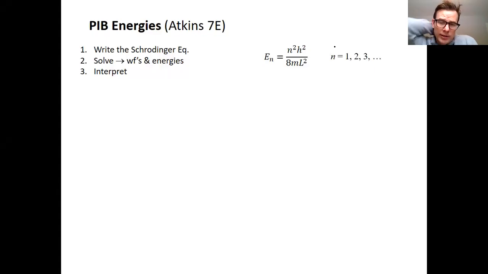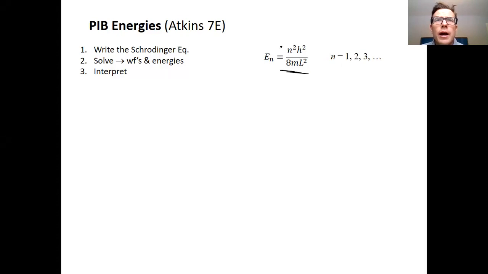Okay, we're continuing our discussion of the particle in a box, interpreting the results. And in this video, I'll talk about the particle in a box energies. This is the equation for the particle in a box energies. Again, you get this from solving the Schrodinger equation. And what's interesting is you get the introduction of this quantum number n imposed by the boundary condition that the wave function go to 0 at the edges of the box.